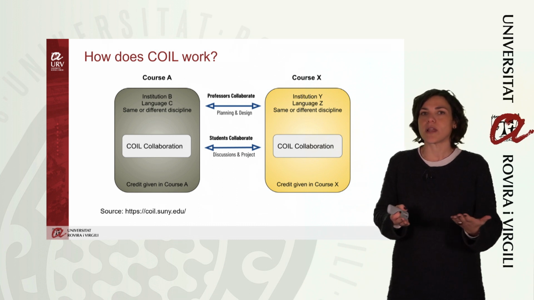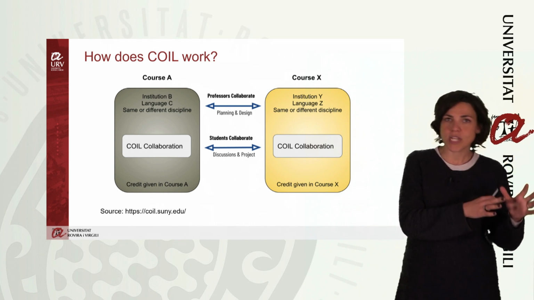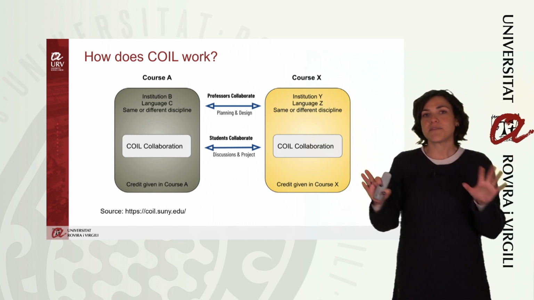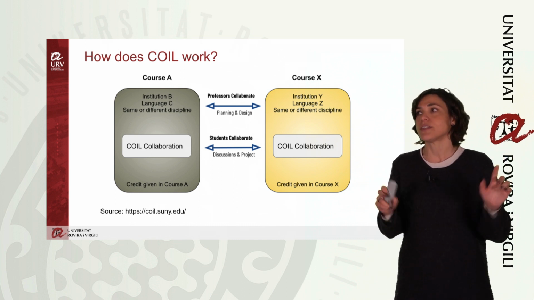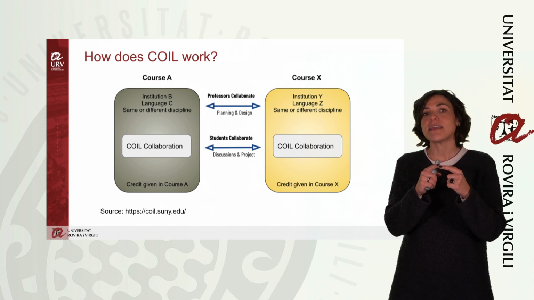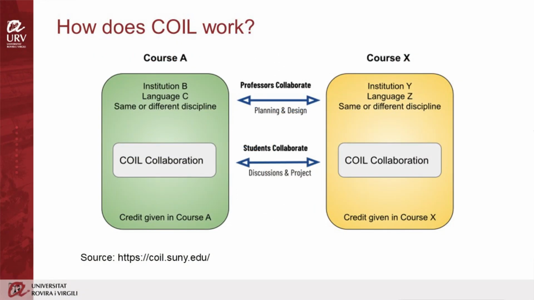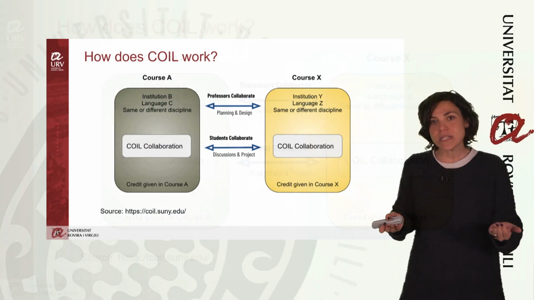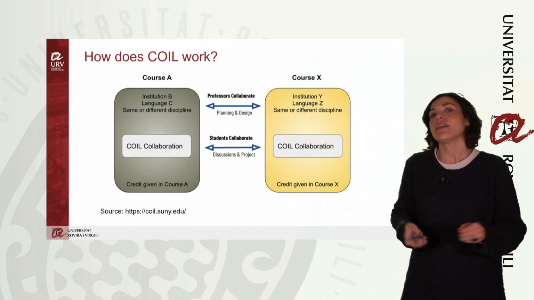So how does COIL work? We have a course A and course B taught by different teachers. So we have two teachers that decide to collaborate to implement this collaborative task. In a second level, students interact to also work together and develop the task at hand. Once the cooperation finishes, each professor or each lecturer from each university will assess their students in their own course. So that's why we say that COIL is embedded into the curriculum.